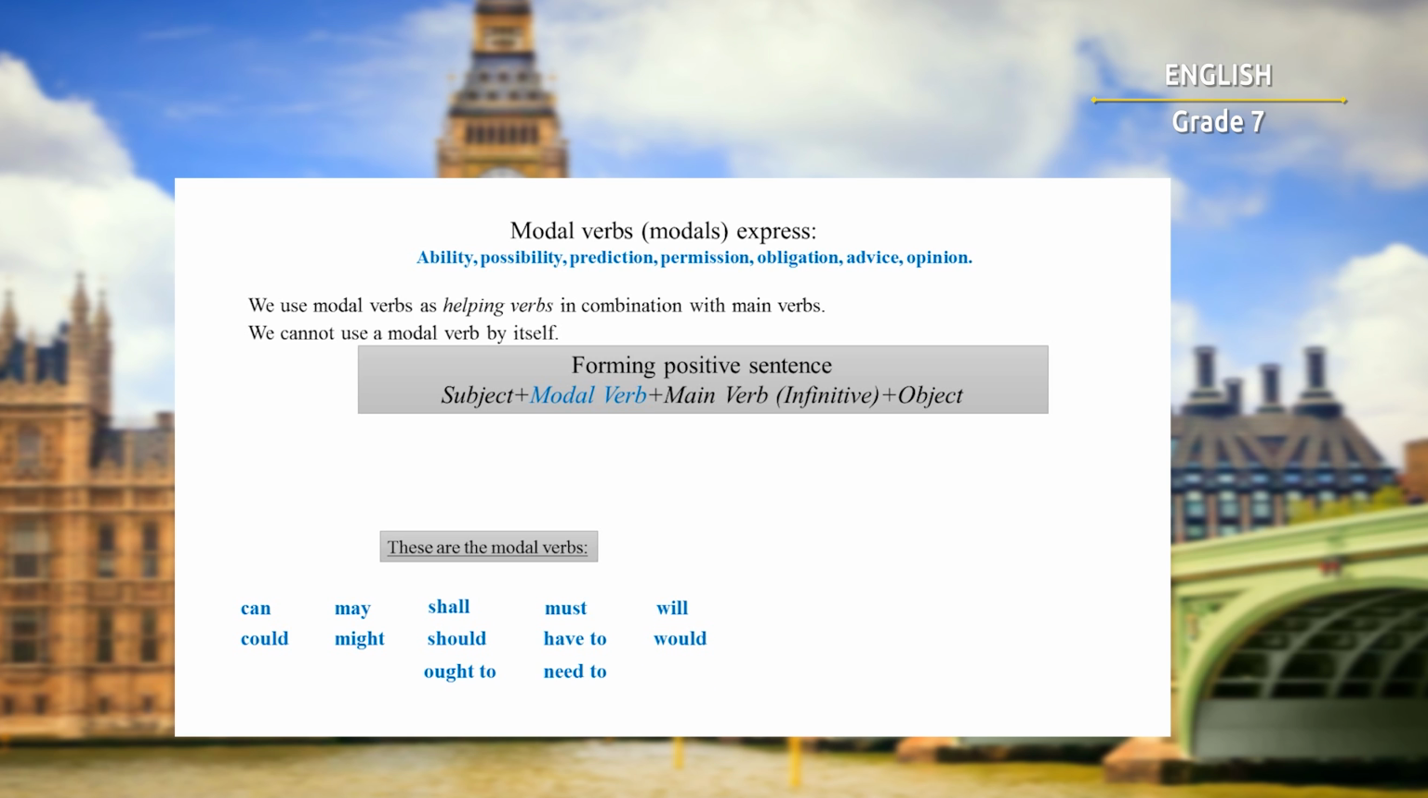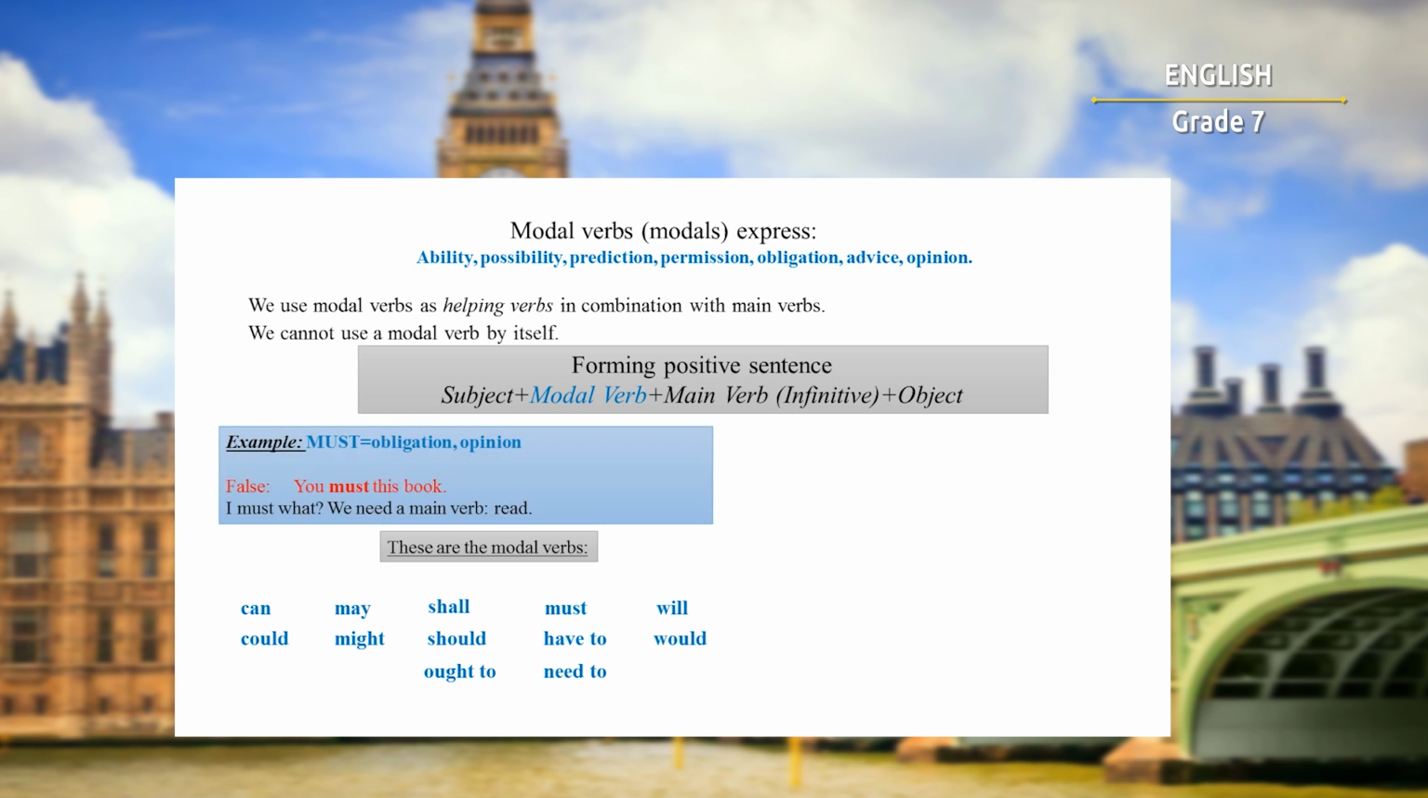This is the formula of forming positive sentence with modal verb: subject plus modal verb plus main verb in infinitive and object. Let's look at an example with a modal verb must, which expresses obligation and opinion. "You must this book." It seems like something is strange with this sentence. I must what? We need a main verb. Let's take a verb read.